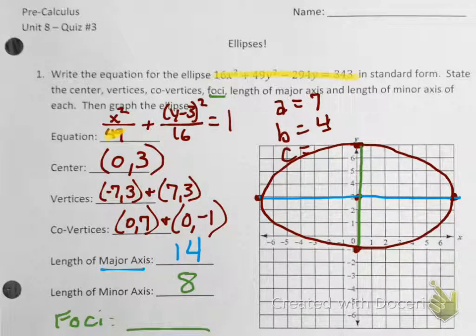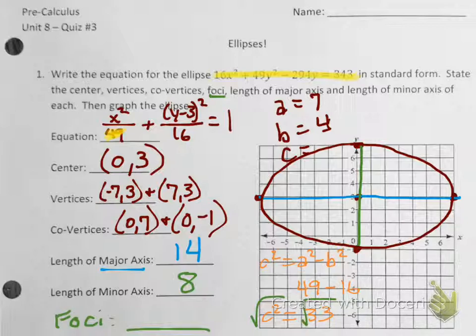Okay, so if we want to find C, remember with an ellipse, focus points are C units away from the center, and we do Pythagorean theorem with subtraction. So C squared is A squared minus B squared. Okay, so we do 49, take away 16, that's going to be 33. So if C squared is 33, then C is root 33.